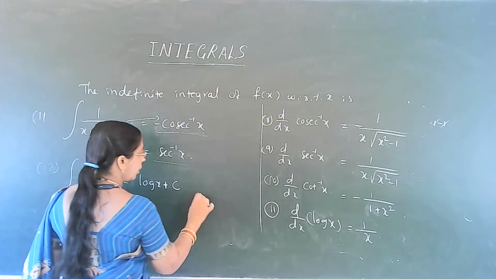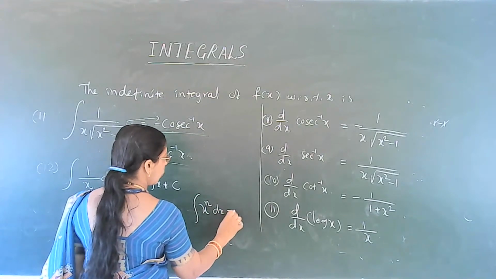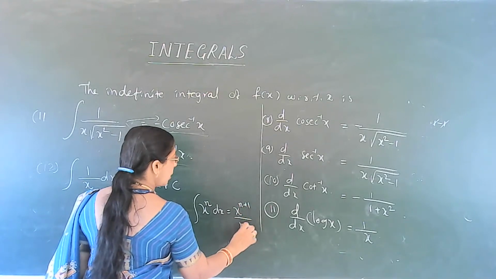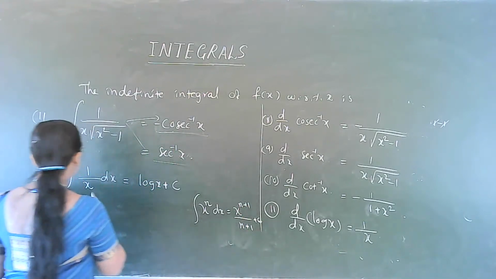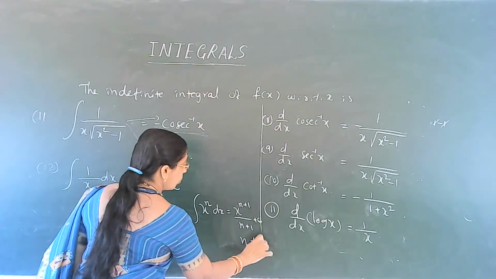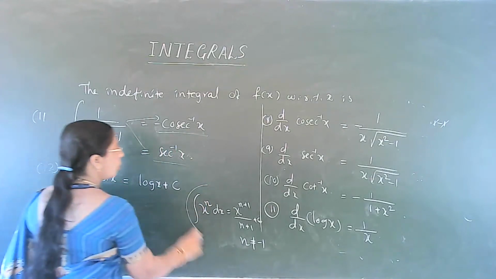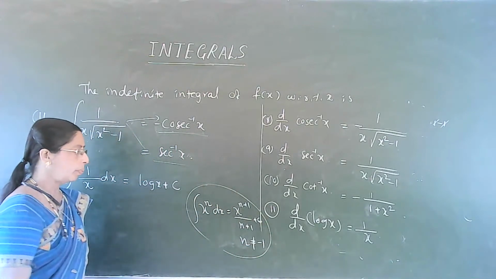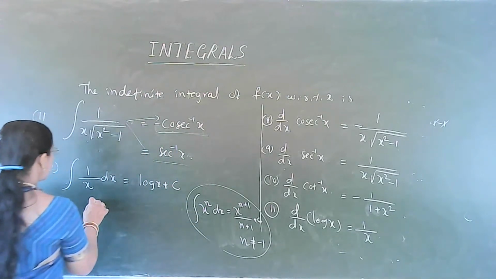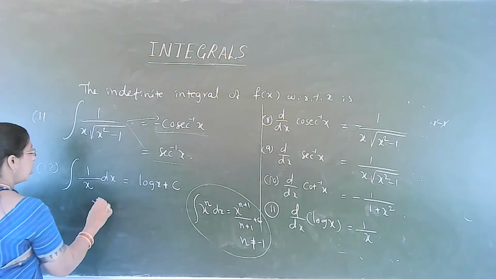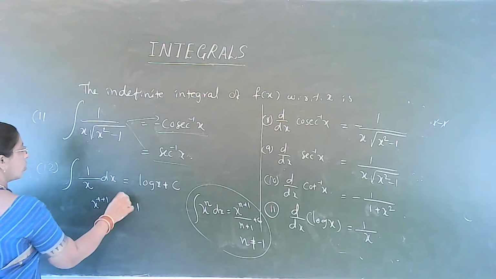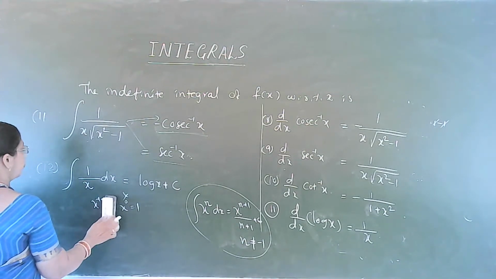Here, the integration of x to the power n dx is equal to x to the power n plus 1 divided by n plus 1, plus c. But here it is x to the power minus 1. In this formula, we should always write n is not equal to minus 1. If it is minus 1, x to the power minus 1 plus 1 is equal to x to the power 0, which is equal to 1. It's not true.